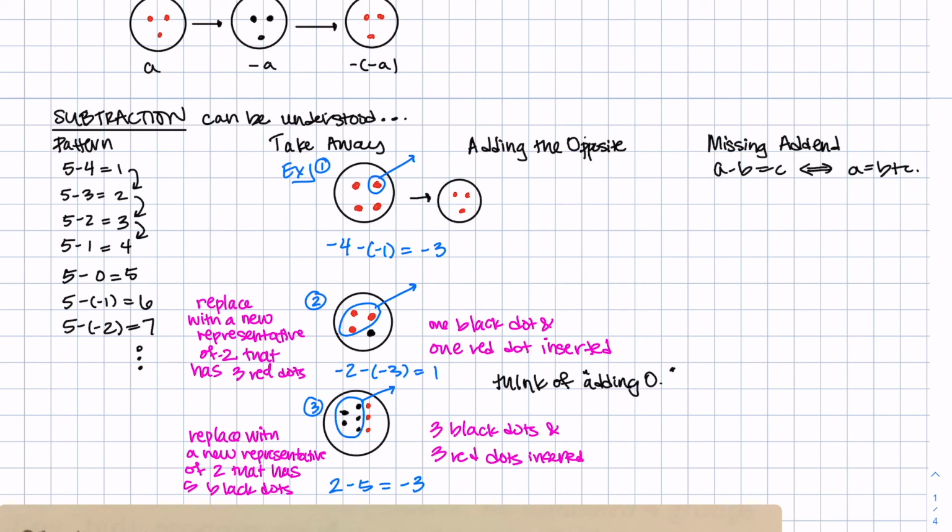Last but not least, for understanding subtraction, we can still use our missing addend approach. Remember, the missing addend approach says if I want to find a minus b, what I'm asking is: what do I have to add to b to get a?